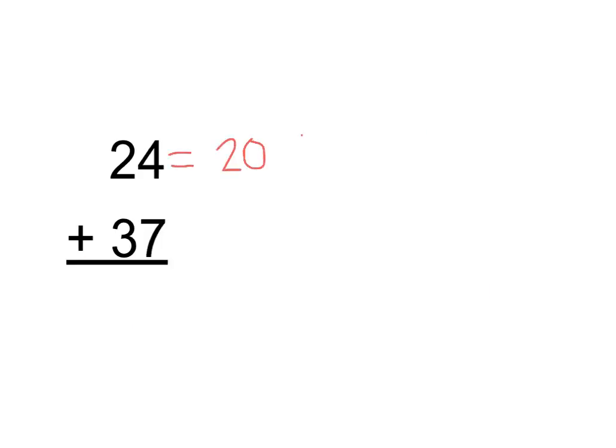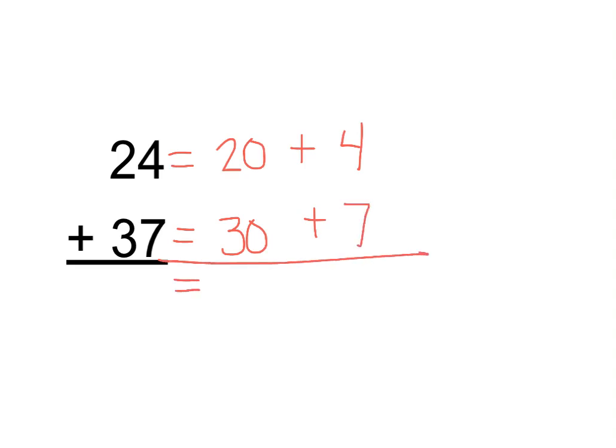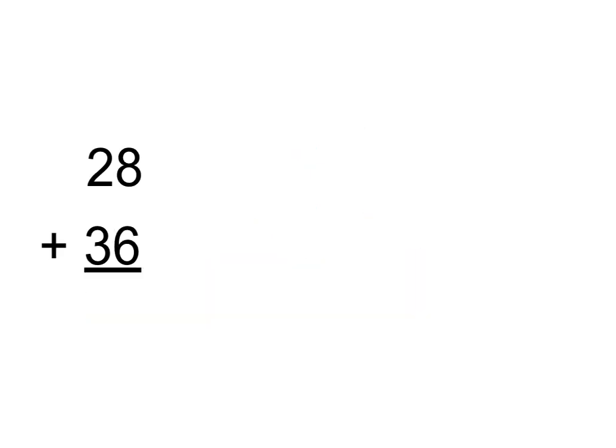24 is 20 plus 4. 37 is 30 plus 7. 30 plus 20 equals 50. 7's partner is 3. So 7 plus 4 is 10 plus 1. 50 plus 10 equals 61. Remember, make sure you're pausing this video and solving it before every problem, so you can just check your work.